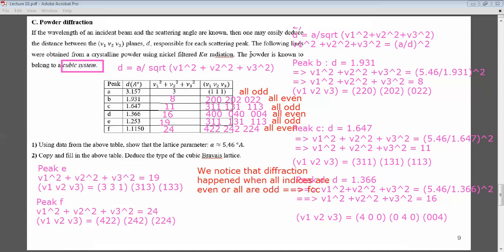For the BCC, we should have the summation of V1 plus V2 plus V3 be even or odd. Okay, so you go back up. For the BCC, we found that if the summation of V1 plus V2 plus V3 is even, we have scattering. If the summation is odd, we don't have scattering. And here it is not correct, because here, for example, I have scattering from 1, 1, 1, where the summation is odd. So it is not BCC, and it is FCC.